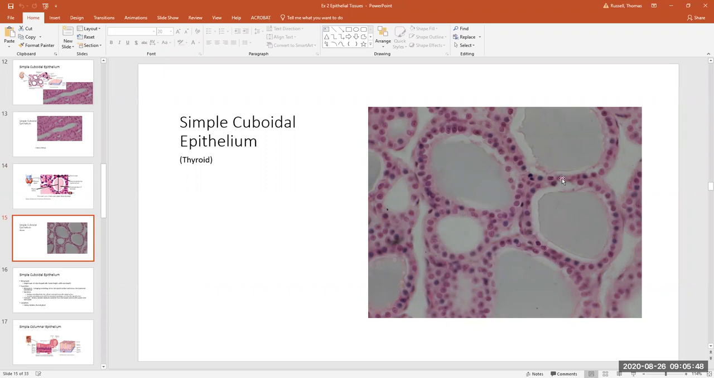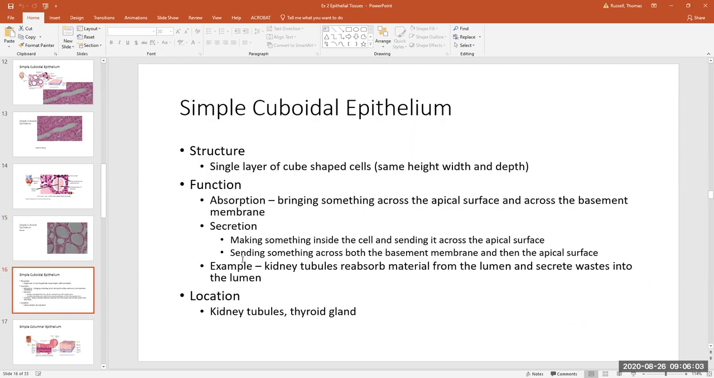These are also cuboidal cells that are lining. This is called the thyroid follicle. We're going to learn that later, but this is a thyroid gland. So all glands in our body are made from glandular epithelium, which is predominantly cuboidal cells. So let's look at some of their characteristics.